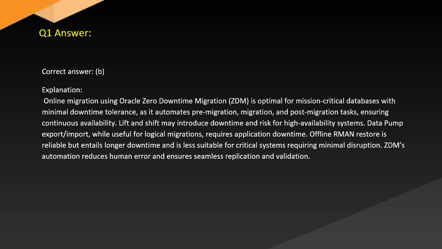Lift and shift may introduce downtime and risk for high-availability systems. Data Pump export/import, while useful for logical migrations, causes application downtime. Offline RMAN restore is reliable but entails longer downtime and is less suitable for critical systems requiring minimal disruption. ZDM's automation reduces human error and ensures seamless replication and validation.